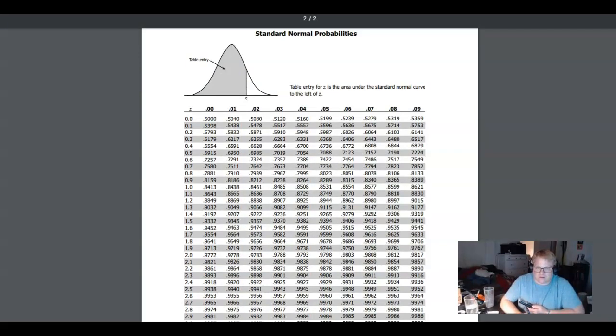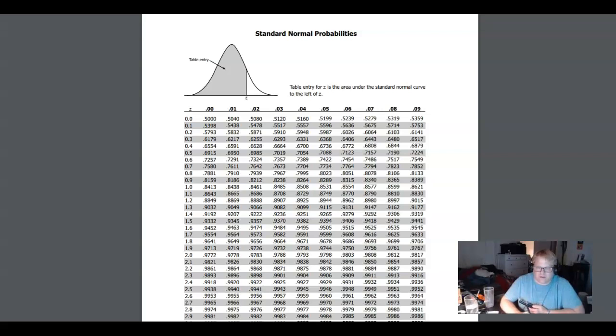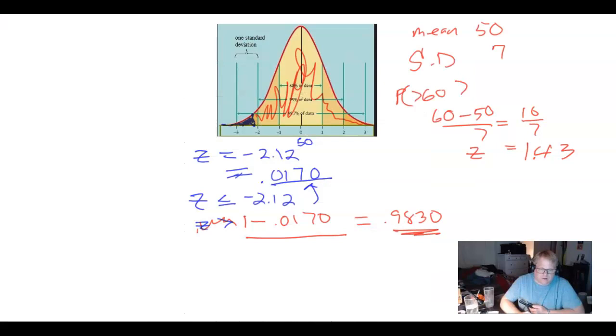1.43 is 0.9236. That would be the value if this were less than, because that's what the table calculates. But because I'm doing greater than, I have to subtract that from 1. If they ask you anything else, then you take exactly what the value says.